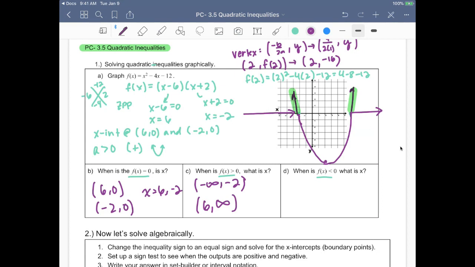In the middle part, we have the part of the graph that is less than 0. And so that's these x values right here, and that would be from negative 2 to 6. We write one inequality because that section of the graph is all connected. It's one piece.